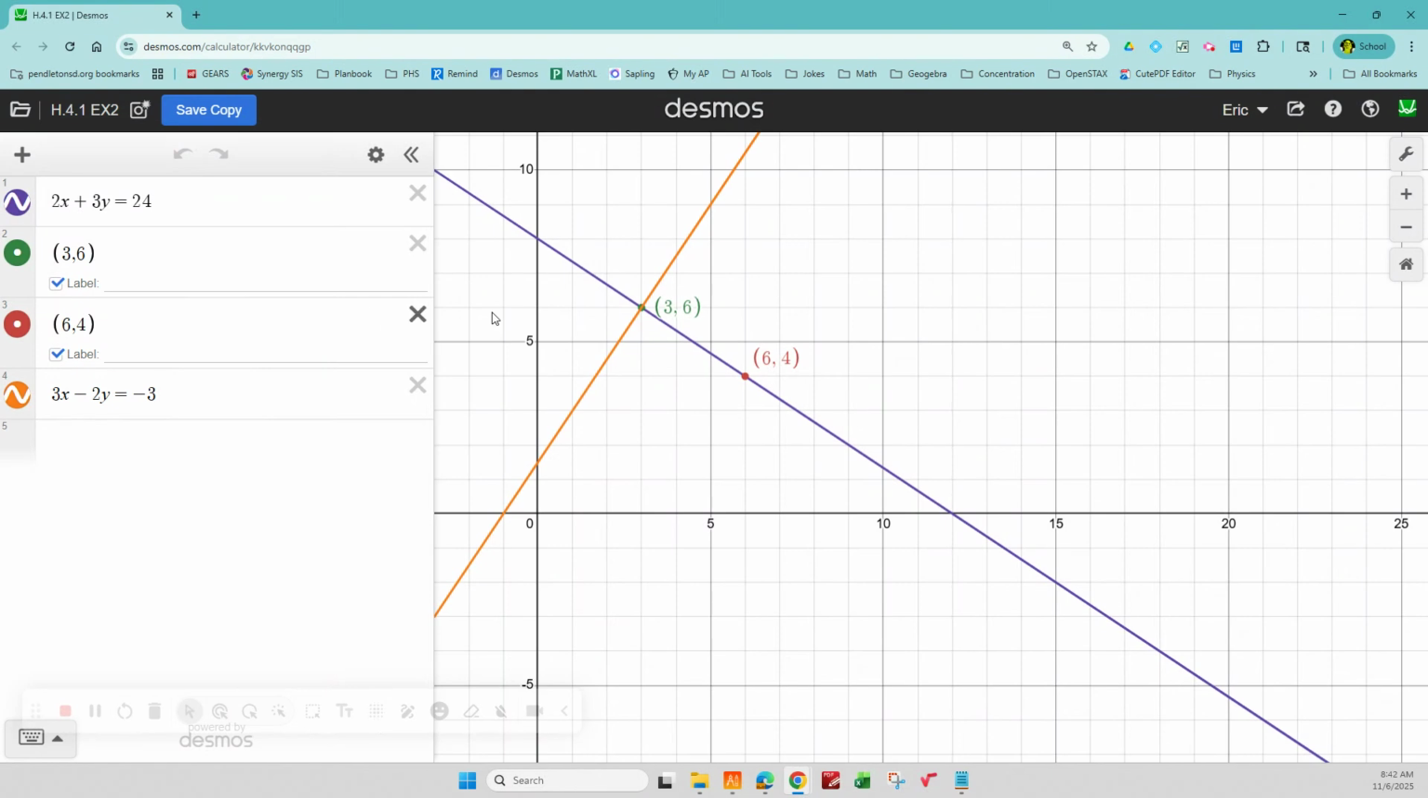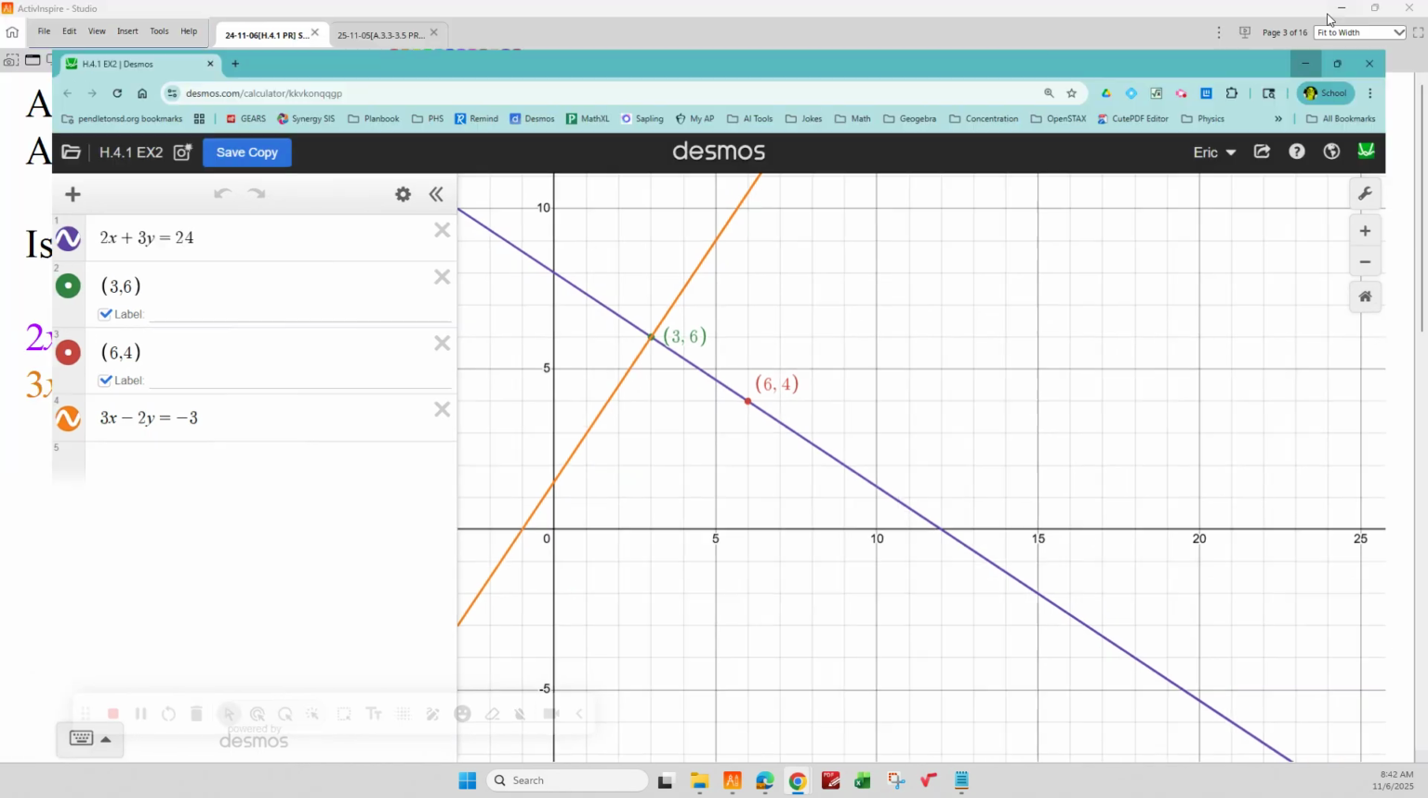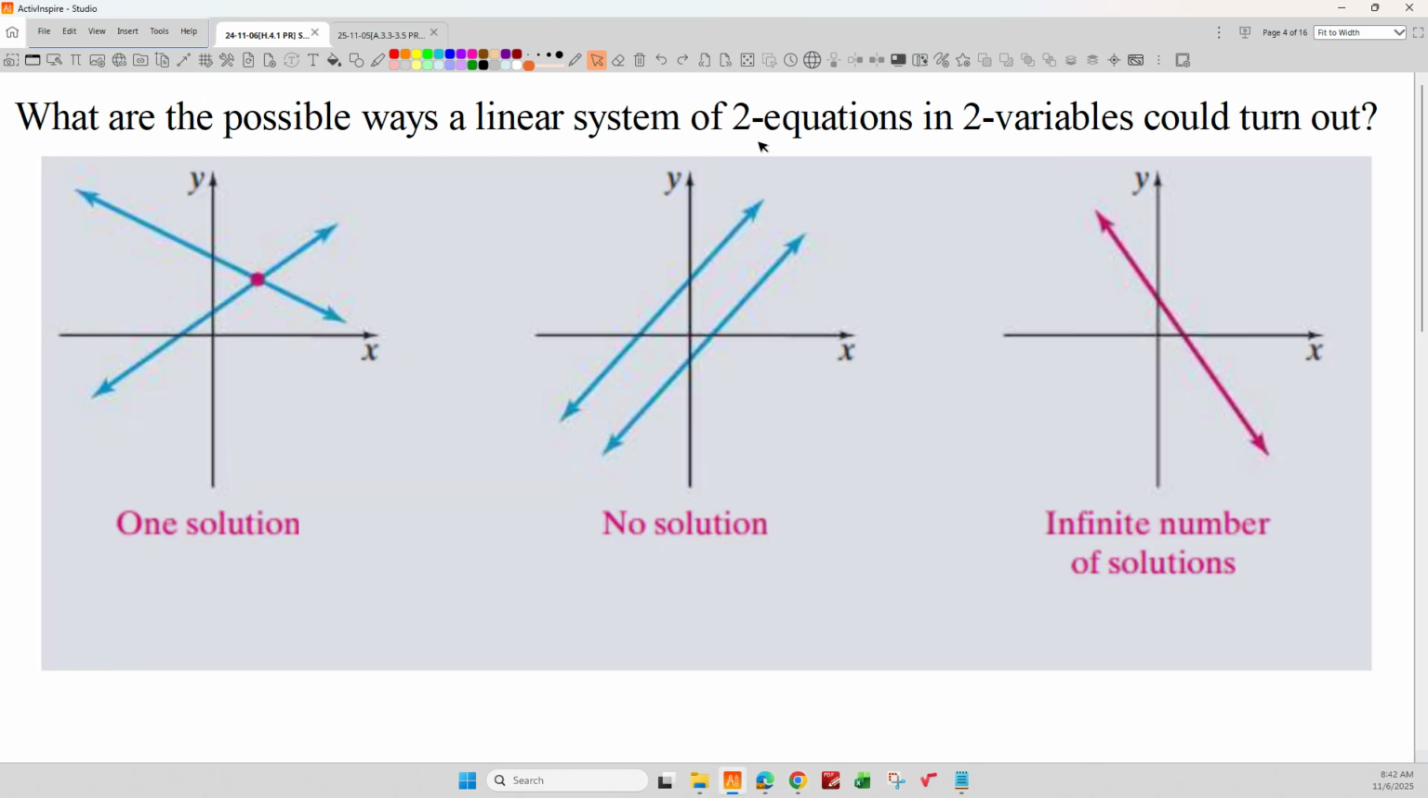Right, so again, we see that both the green and the red points sit on the purple line, but only the green point sits on both lines. So that's the solution of the system, okay?